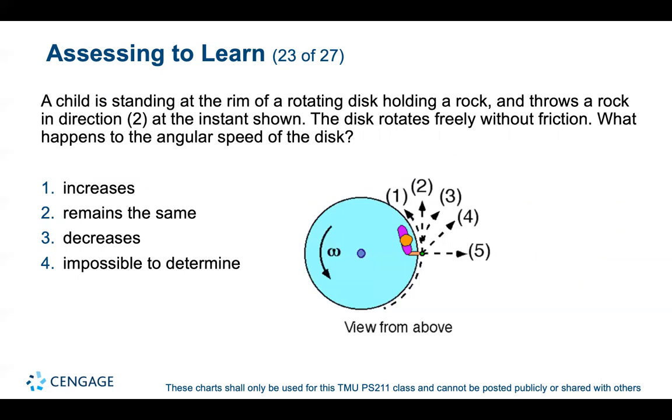So a child is standing at the rim of the rotating disc holding a rock and throws the rock in direction 2 at the instant shown. The disc rotates freely without friction. What happens to the angular speed of the disc? And the answer is it increases.